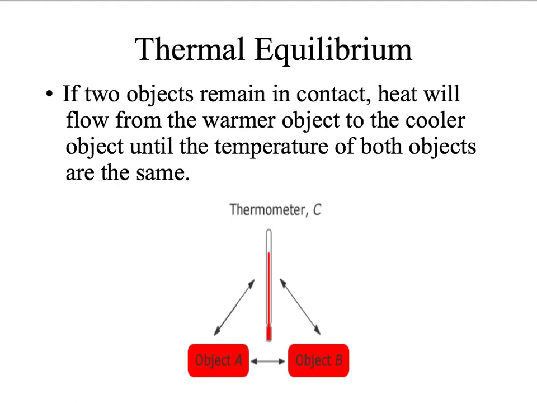If we held the wire mesh in the Bunsen burner flame for an extended time, we would see that the temperature of the mesh would eventually equal the temperature of the flame. This is called thermal equilibrium.